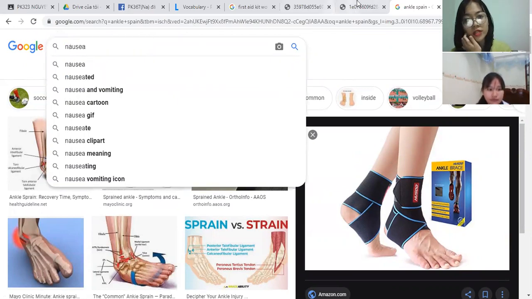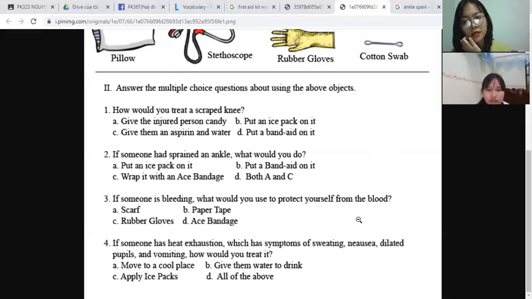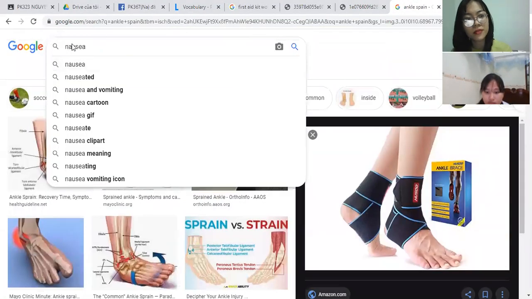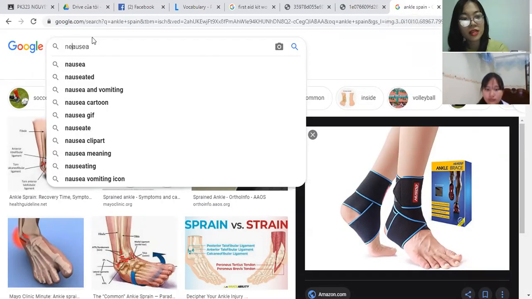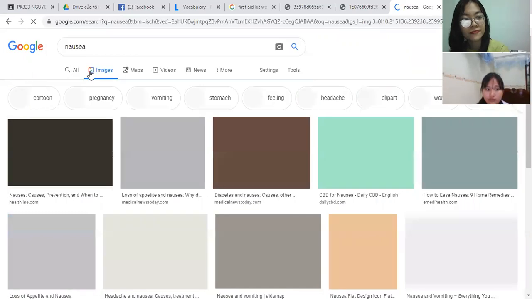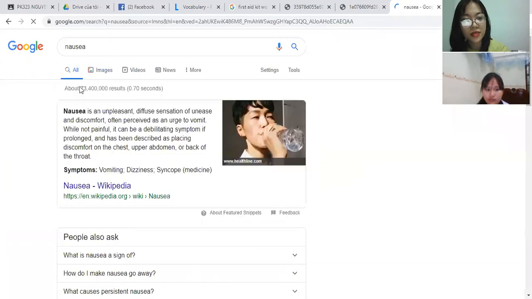Not E, right? Not E, I think so. Let me see. Are there any E here? No E, right? No E. I think there was a spelling mistake here. Yeah, the spelling mistake.